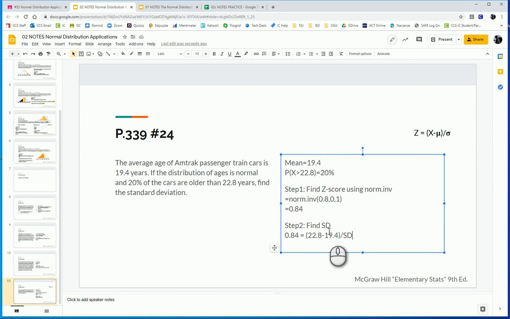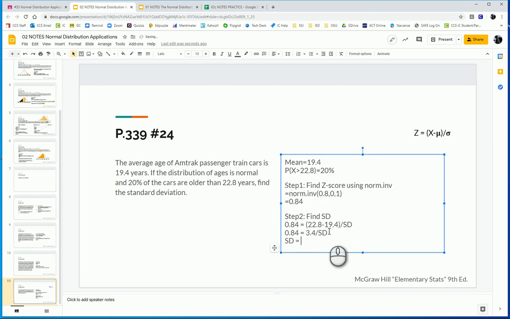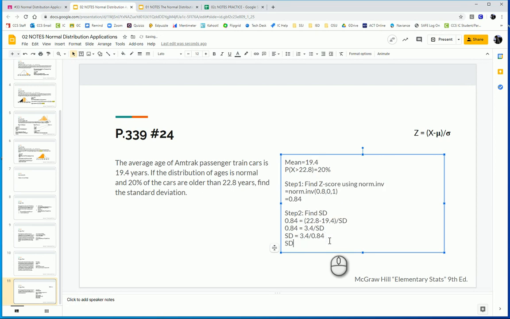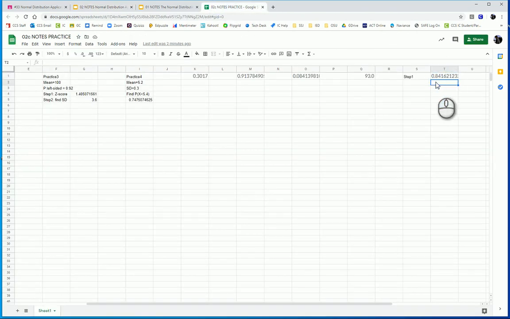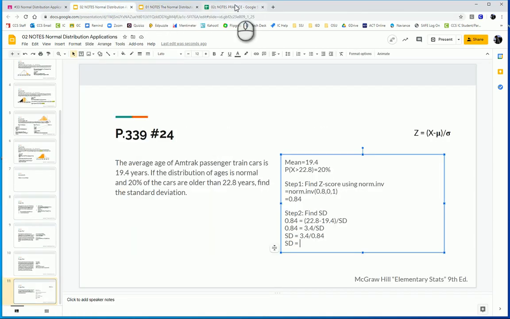Okay. So that means 0.84 equals 22.8 minus 19.4. That is 3.4 divided by the standard deviation. So standard deviation equals 3.4 divided by 0.84. So SD equals, and let's do that over here. So that means 3.4 divided by that z-score.